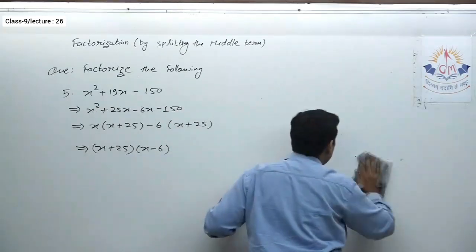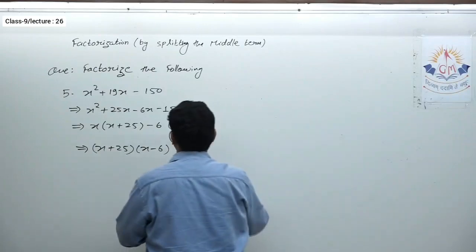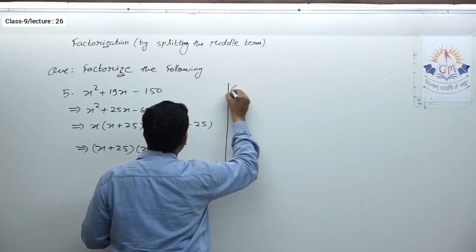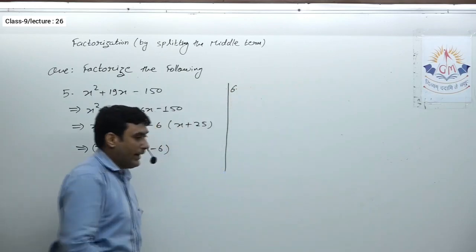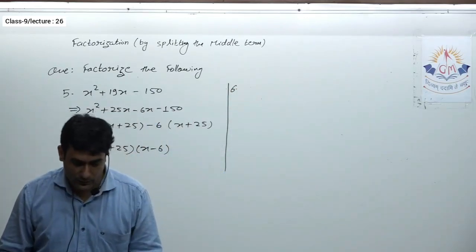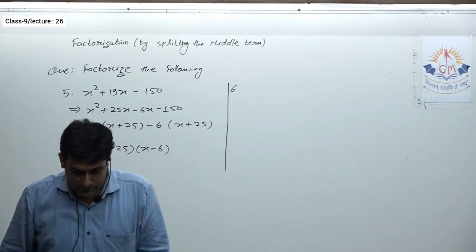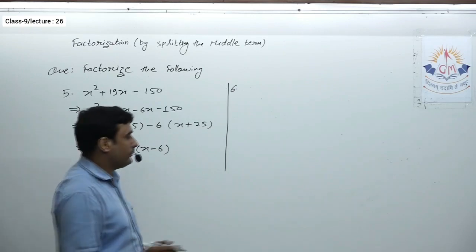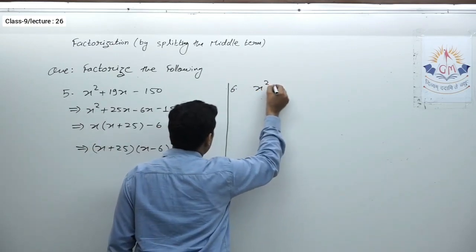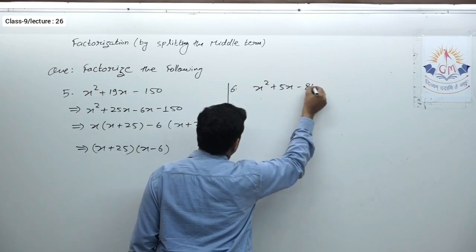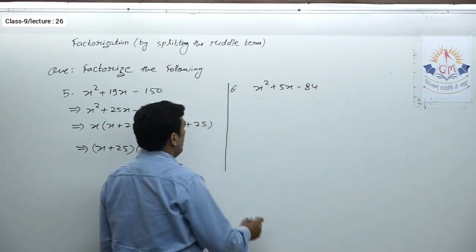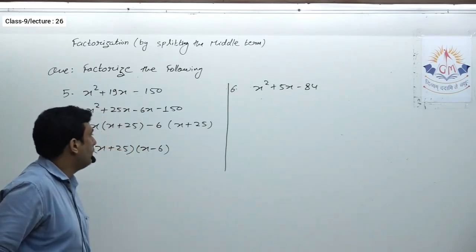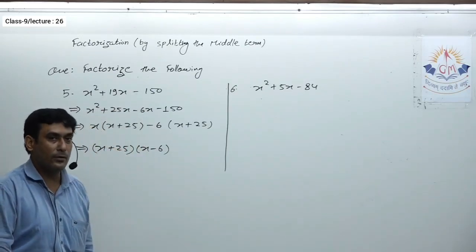Now let us take one more question, and then we'll do the questions in which the coefficient of x square is other than unity, other than 1. So next I am taking x square plus 5x minus 84. Again I am giving you some time to think over this, and then I will give its solution.